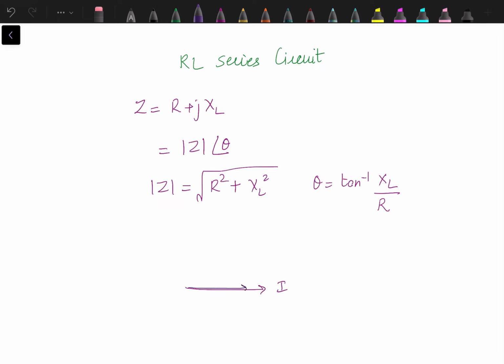Voltage across the resistance is in the same phase. Voltage across the inductor leads the current by 90 degrees, and the resultant voltage is the phasor sum of the two voltages, that is voltage across the inductor and voltage across the resistance, and this angle is denoted by theta or phi, which is known as power factor angle.